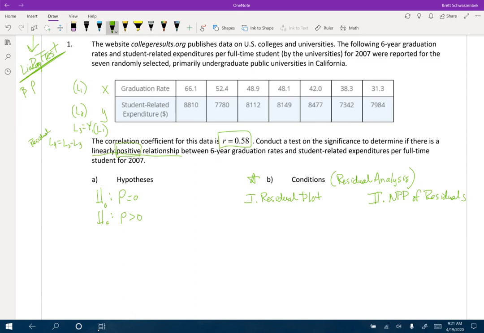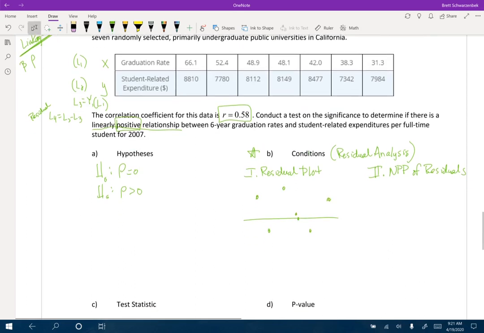Basically you would then go into your stat plot and graph L1 versus L4 to get your residual plot, and then do your zoom. If you do that, you're going to get something that looks like this. I'm going to draw this in here. It's the best I could do here. It's something that looks like that. This is as scattered as you're going to get it. Since it's scattered, that means we are dealing with a good linear model for this. So we are good here.